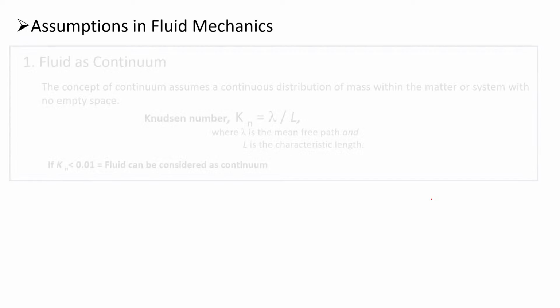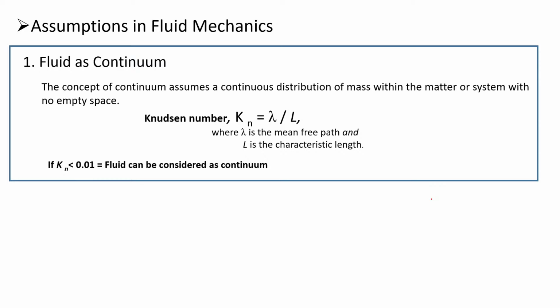Right? Then there are certain assumptions. Mainly two important assumptions are there in fluid mechanics. First is fluid as continuum. So we are always assuming that our fluid is continuous. That means there is no void space, and that can be governed by using Knudsen number. So by using Knudsen number, we can identify whether the fluid is continuum or not.